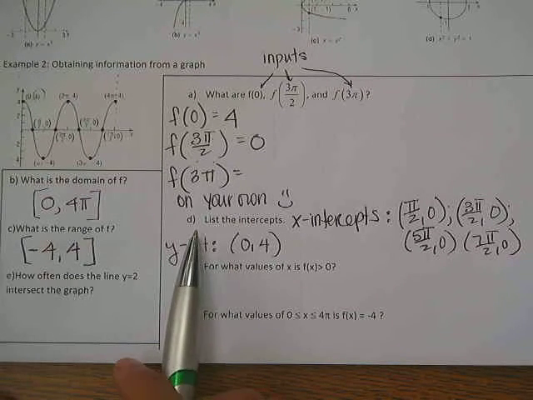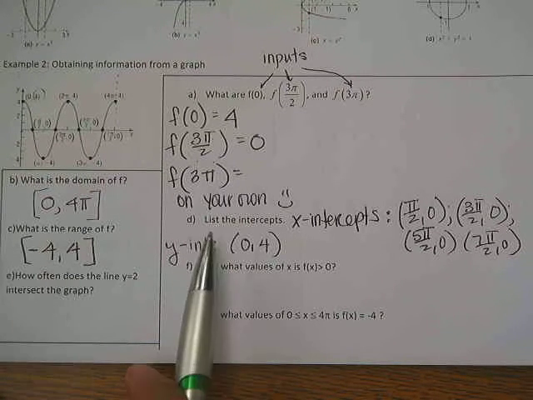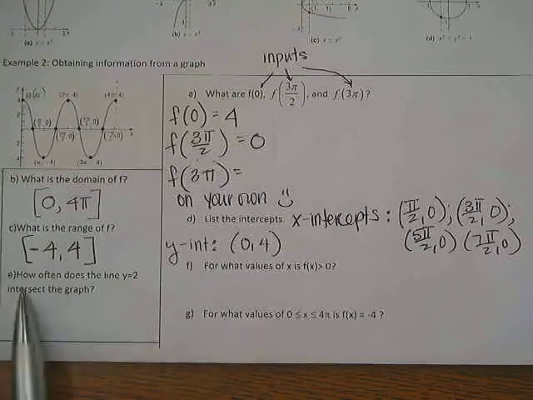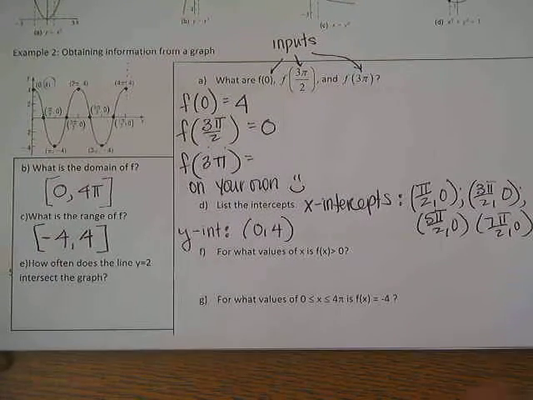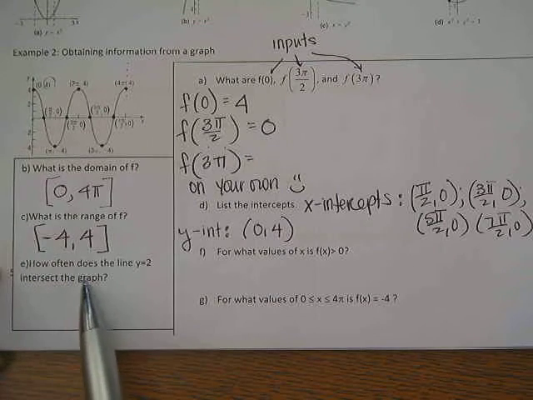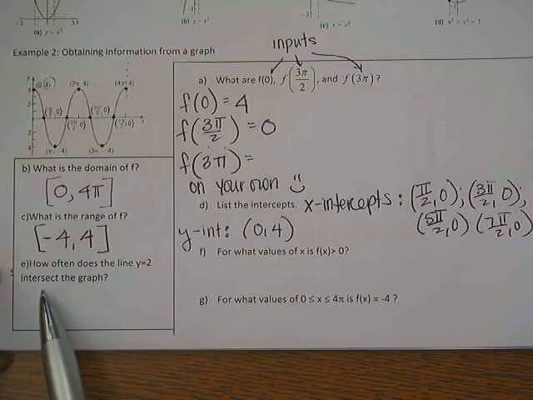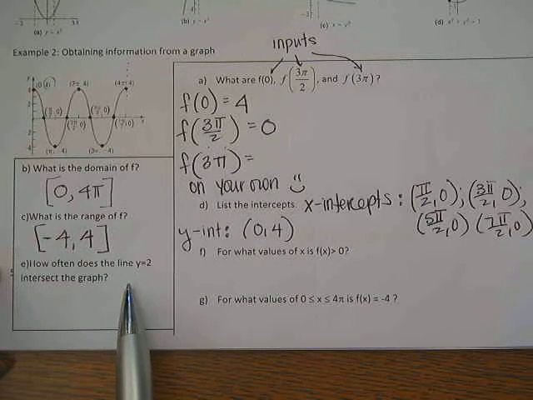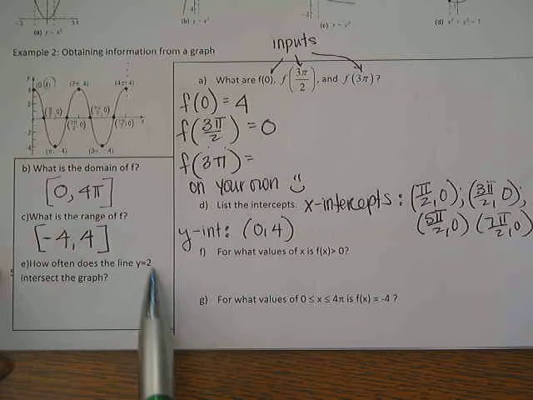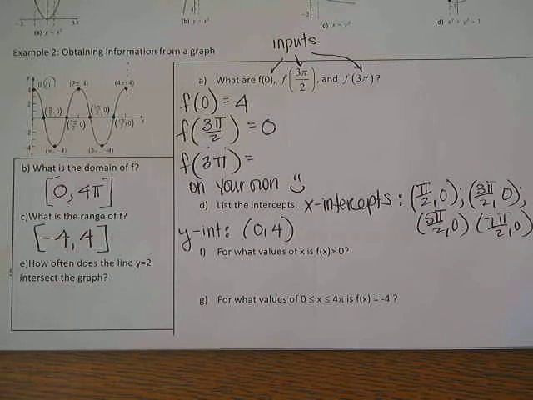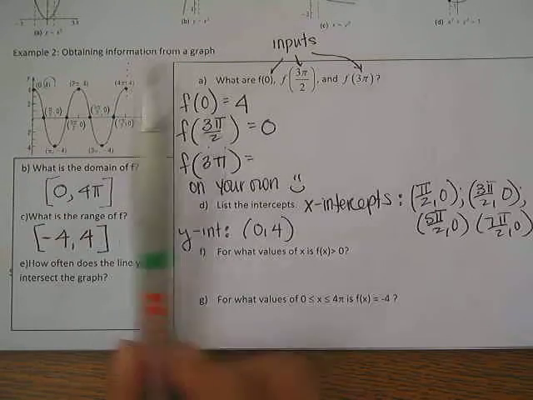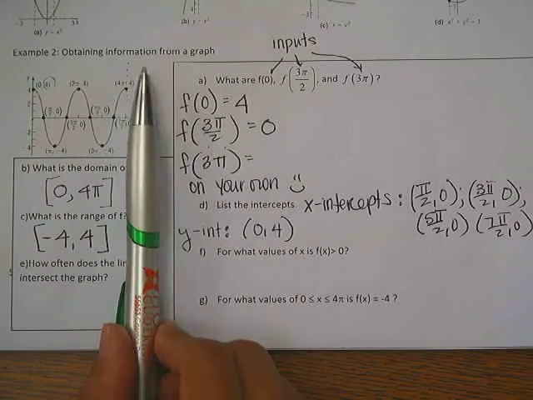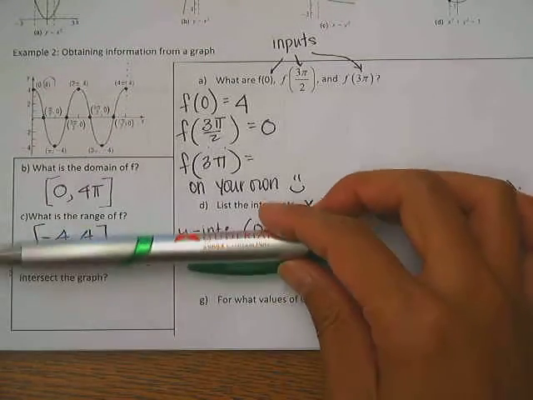Next, we'll go D, E, F, G in that order. E, how often does the line y equals 2 intersect the graph? Do you know what the line y equals 2 looks like? What direction is that? Is it up and down, vertical, or is it horizontal, this way?